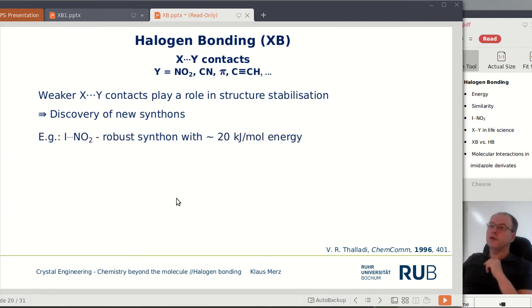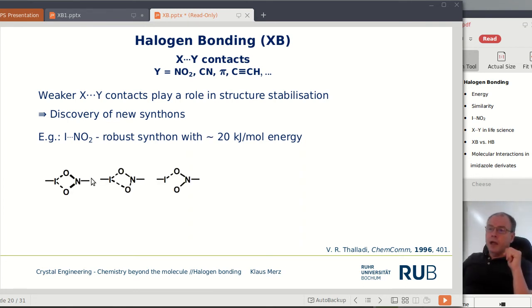I will show you. So first of all, have a look at the iodine-nitro synthon. This is a very robust synthon and is really very useful in crystal engineering. It has about 20 kilojoule per mole energy, and you can think about a high symmetrical unit, an asymmetrical unit, or only one point interaction of one iodine and oxygen, something like this. All of these types exist.